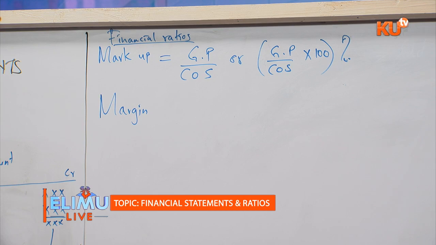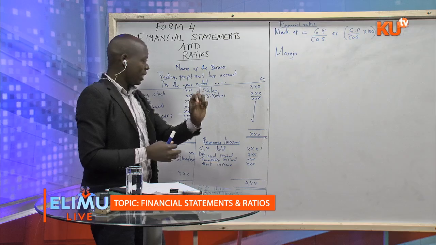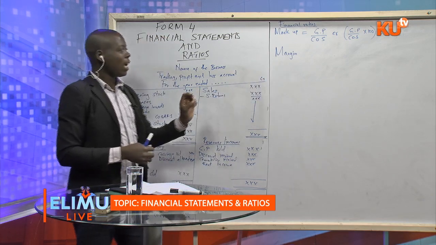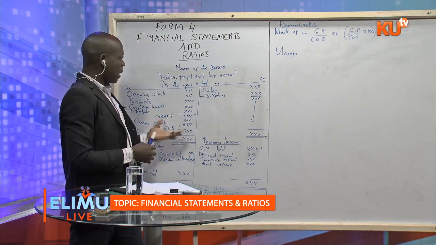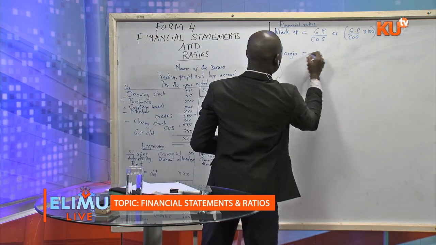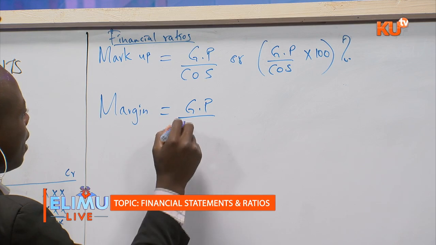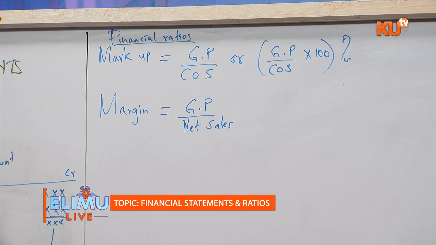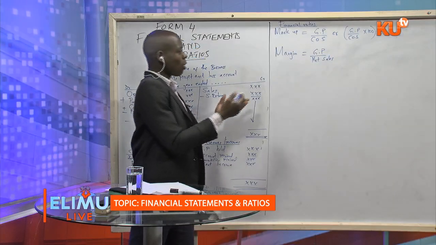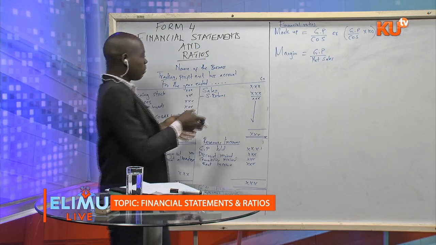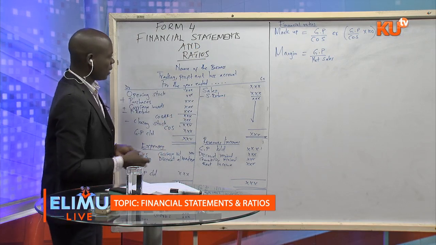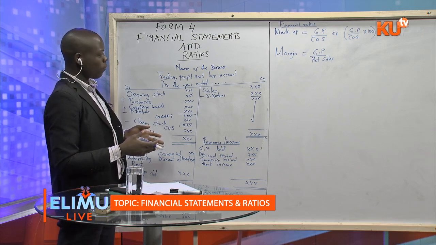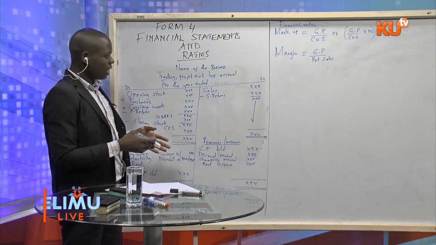Margin is the ratio of gross profit against net sales. We compare gross profit and net sales. That one is called margin. And so the formula for margin is gross profit over net sales. This will help us to determine how much we have been able to acquire out of the gross profit that we've made as a business. Now, remember, the main purpose of a business is to make profit.